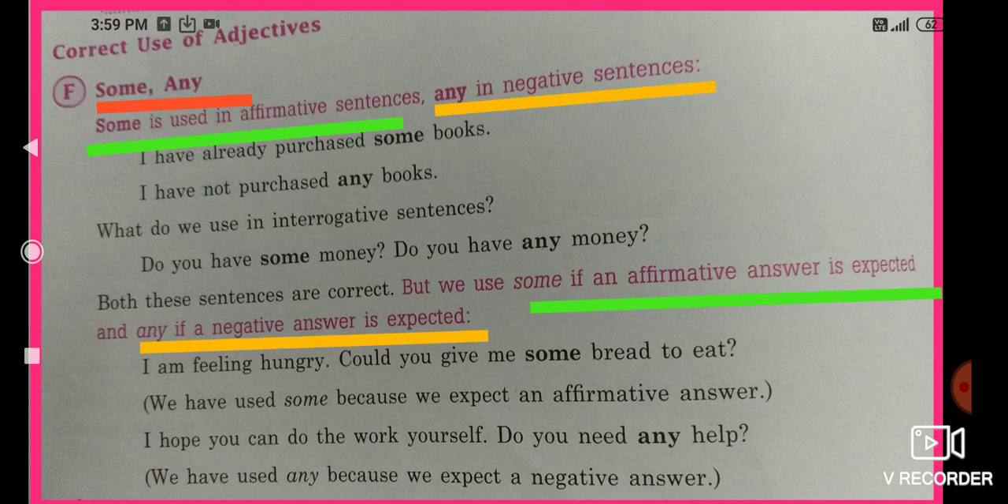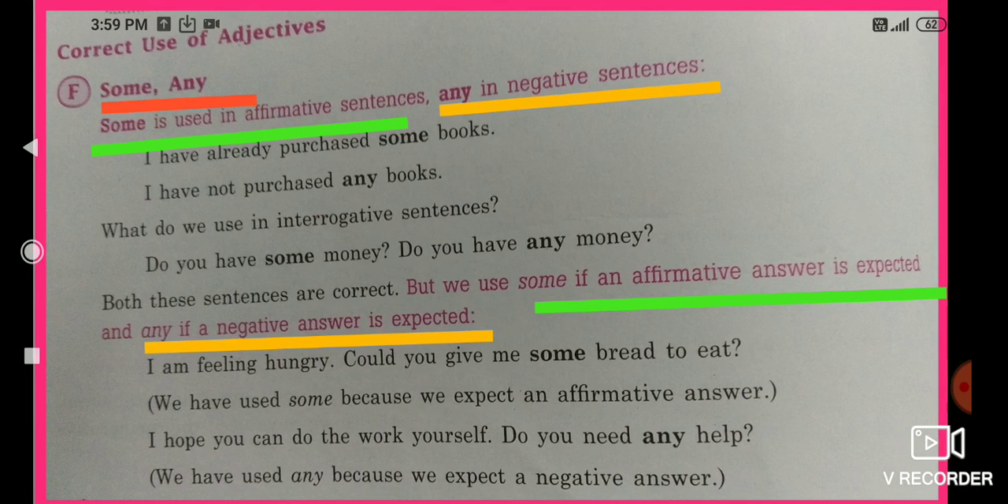Like I have already purchased some books. Here we are talking it in affirmative sense. So we have used here some. I have not purchased any books. Here we are using it in negative way. So we have used here any. So in affirmative sentences we use some. In negative sentences we use any.